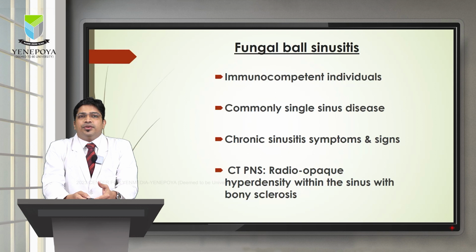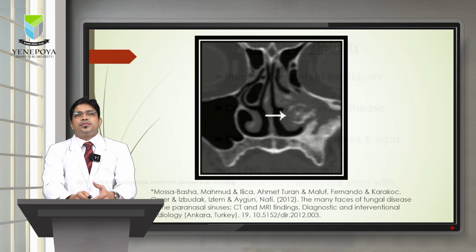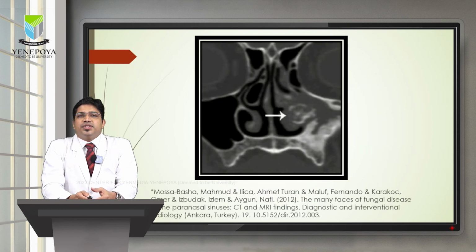In CT-PNS, we will see a radio-opaque hyperdensity, which may be as opaque as a metal, within a single sinus with surrounding bony sclerosis. We can see in this picture that the left-sided maxillary sinus is affected, but there is no involvement of the adjacent ethmoidal sinus or frontal sinus. The opposite nasal cavity and paranasal sinuses are absolutely normal. In fact, even the ipsilateral nasal cavity is looking very normal here. But we see a radio-opaque fungal ball within the maxillary sinus, which is marked by the arrow.